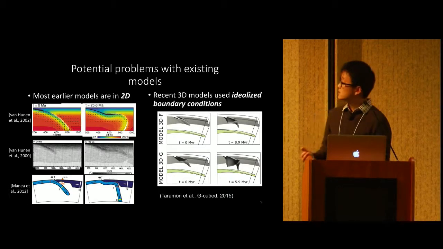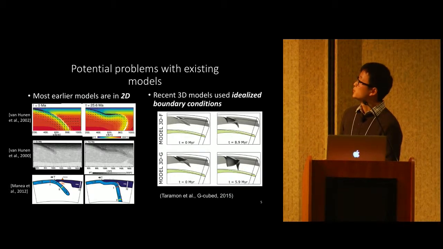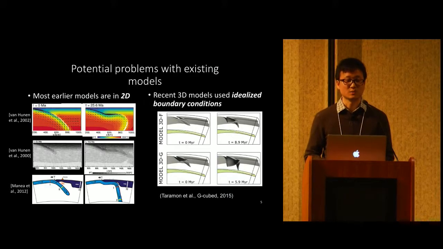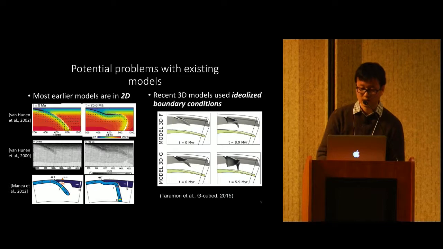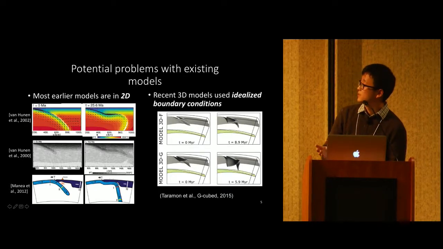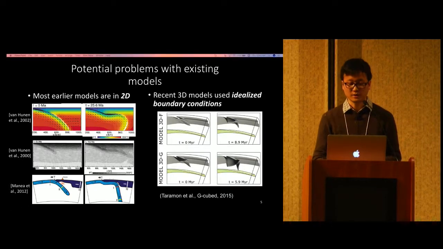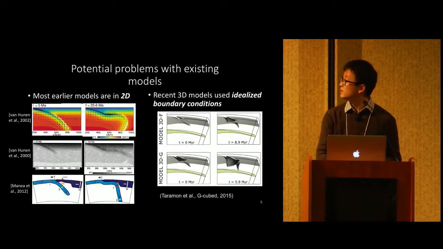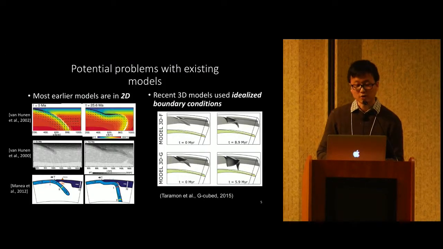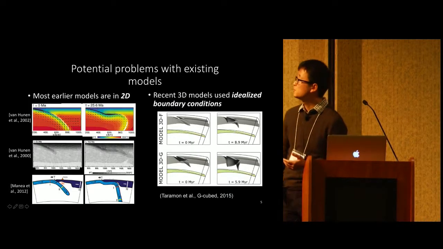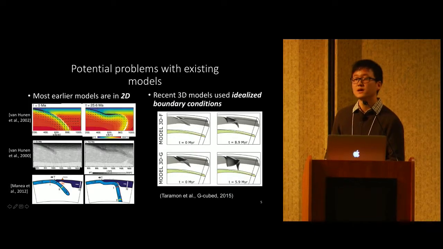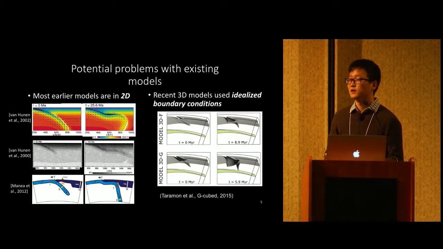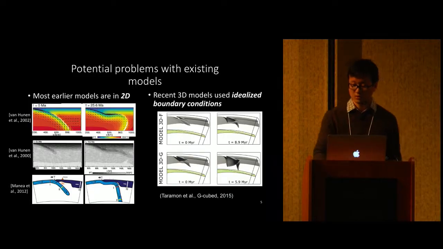Now let's talk about the potential problems with existing models. The first class of models is in the left column. They are mostly 2D models, and they cannot be directly compared with observation. Later, 3D models were designed, but they have very idealized boundary conditions. Again, this cannot be compared with the real Earth.